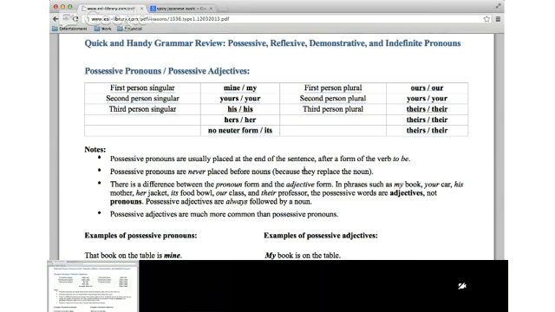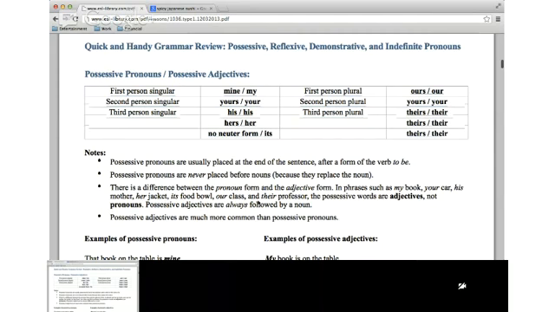Okay, so a couple things here to take a look at. Possessive pronouns usually follow, or they are after, the form of the verb to be. So like is or are. Now you can also have past tense like was. When you're talking about the adjective form, it's usually because it is placed right before a noun. So this is how we tell the difference if it is a possessive adjective or a possessive pronoun.